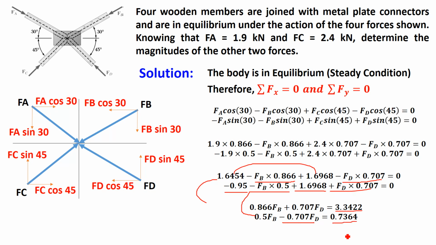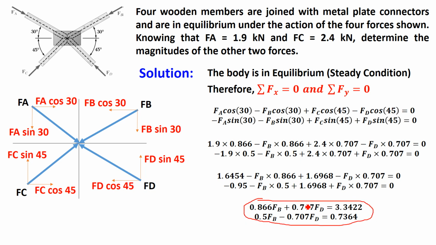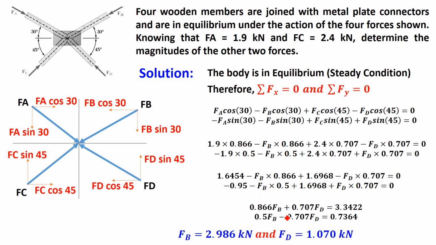Now if you put these two equations in your calculator and solve two equations in two unknowns, you will get the values of Fb and Fd. After solution of these two equations, the values are Fb equal to 2.986 kilonewton and Fd equal to 1.070 kilonewton. So these are the values of the two unknown forces using the conditions of equilibrium.